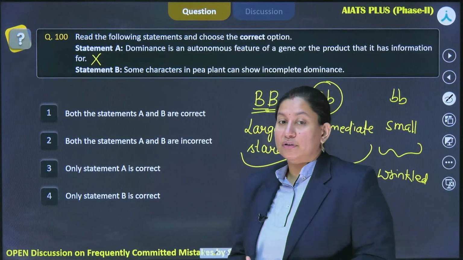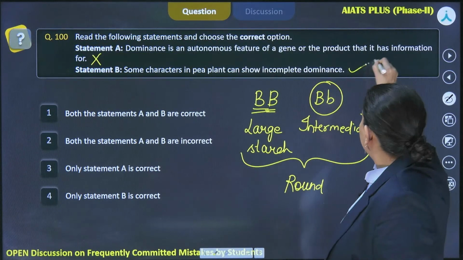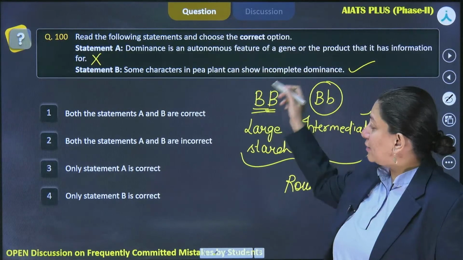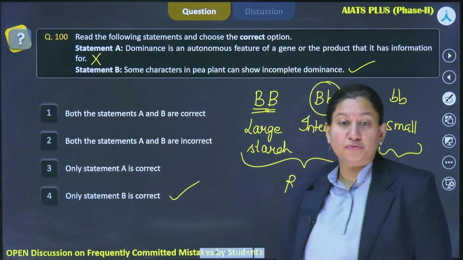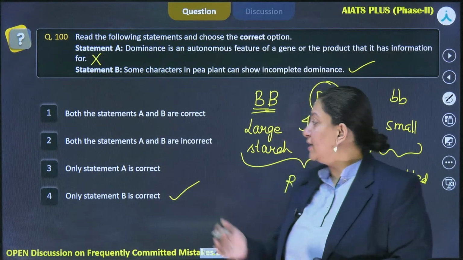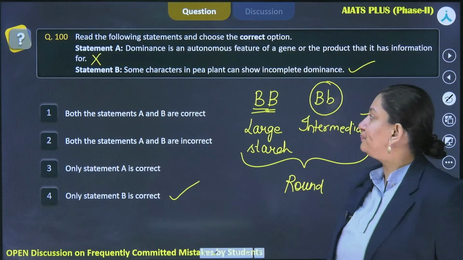All right, wonderful. So as we could see here, this is a correct statement, and that's why we could simply say that only statement B is correct, correctly depicted in option 4. So Ankul, Khushi, wonderful, you have already identified it. So option 4 will be the correct answer for this particular question.